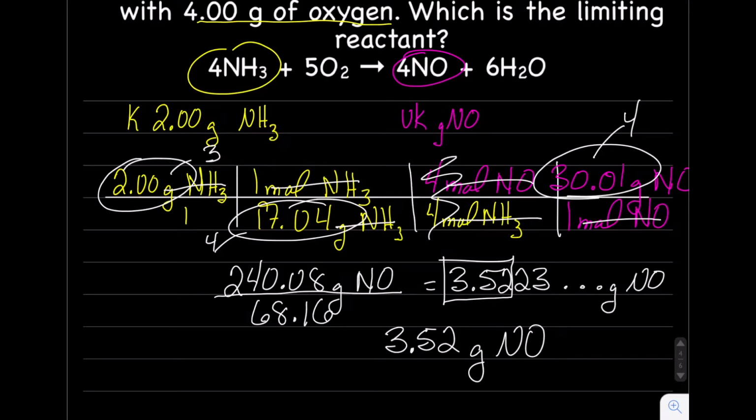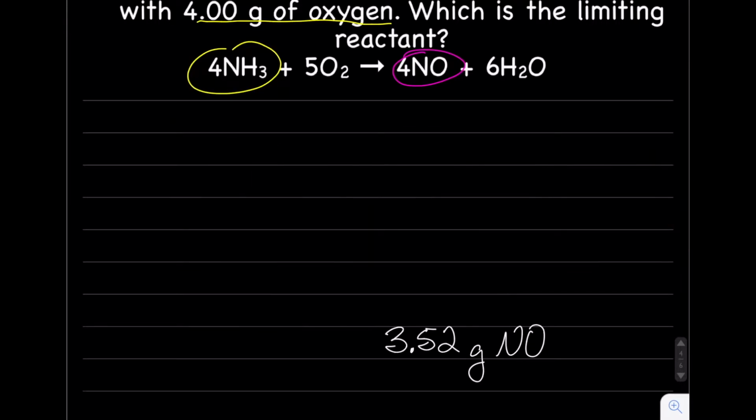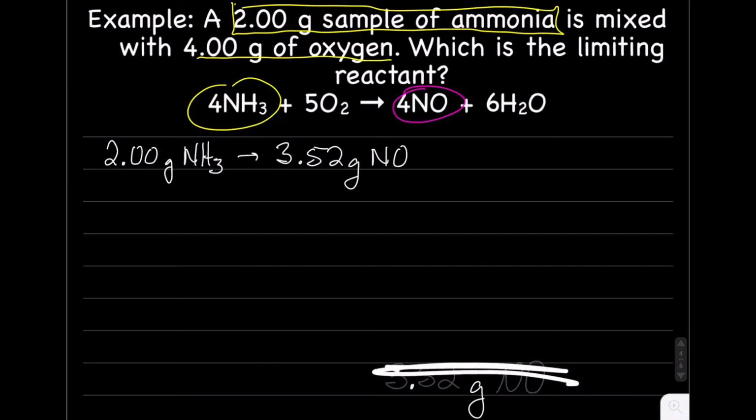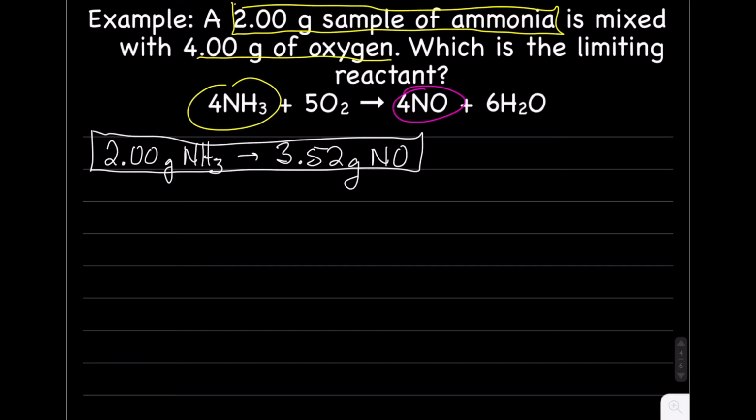Let me clean this up a bit. Okay, so now I have a little bit of room to work. So, now our ammonia, our 2.00 grams of NH3 gave us 3.52 grams of NO. Okay, so that is our first answer. Sorry about that. Let's try that again.